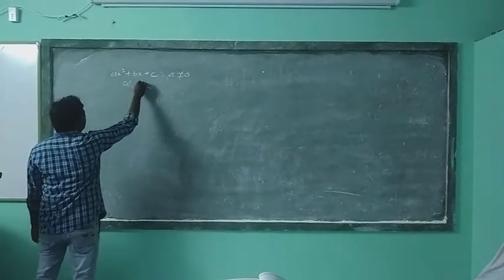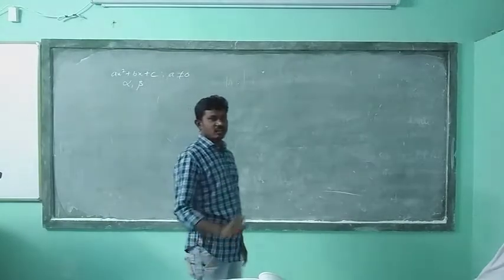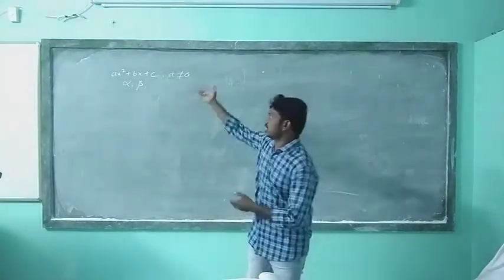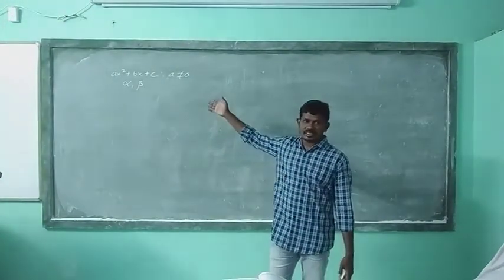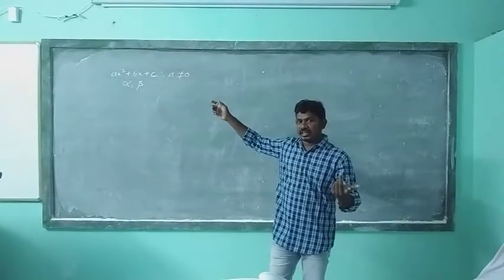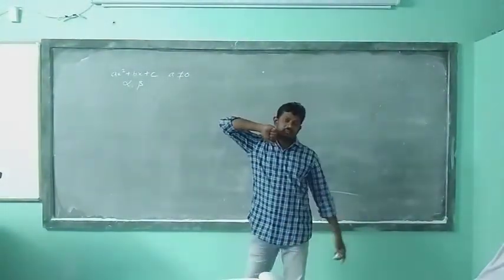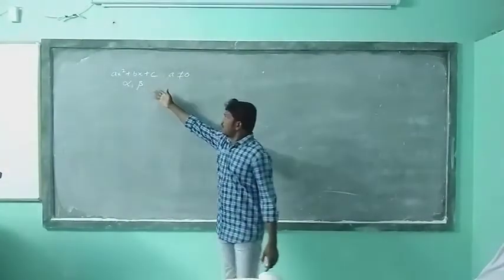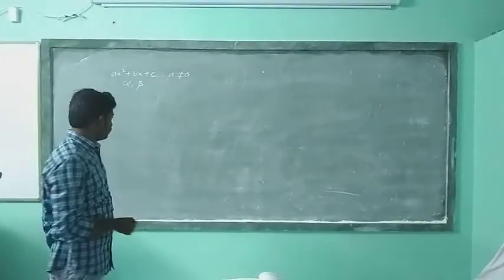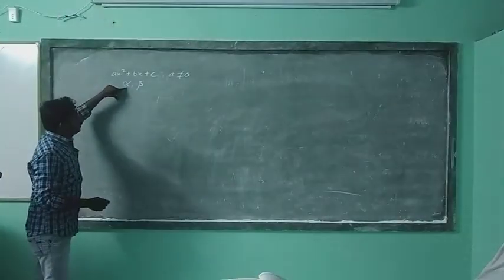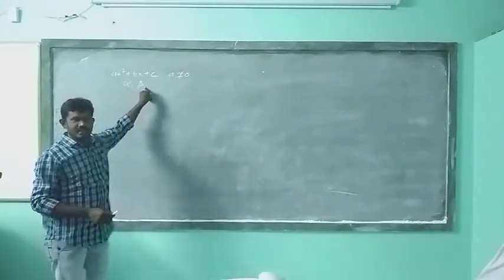Here alpha comma beta are two zeros. Zeros means their factors. For example, for x square plus 7x plus 6, when we find the factors, those are the zeros of the polynomial, that is alpha and beta. Alpha and beta are Greek letters.